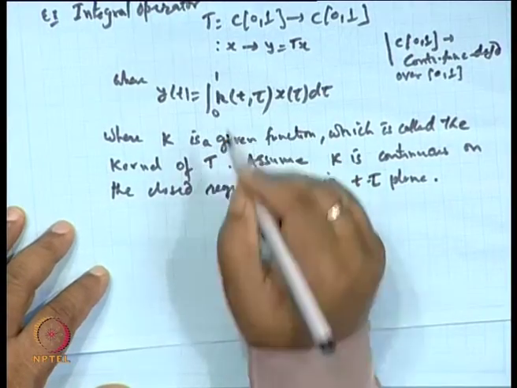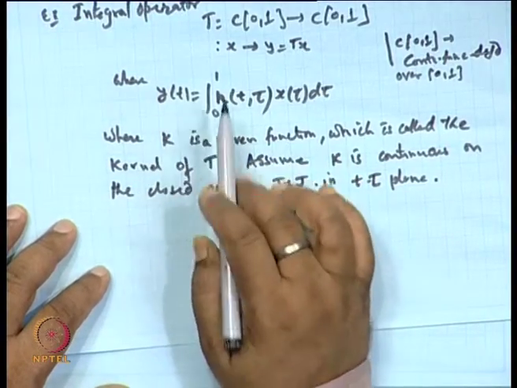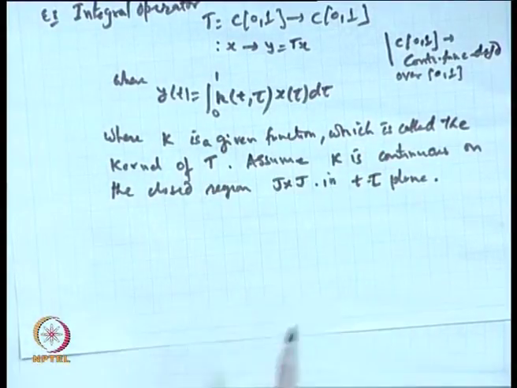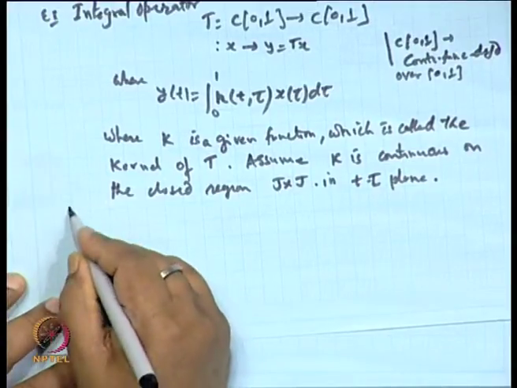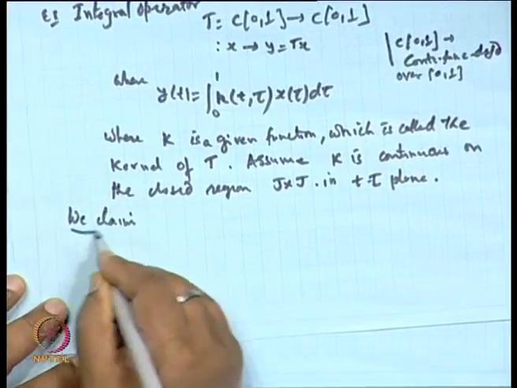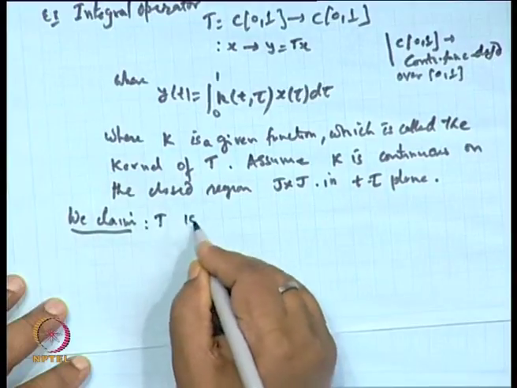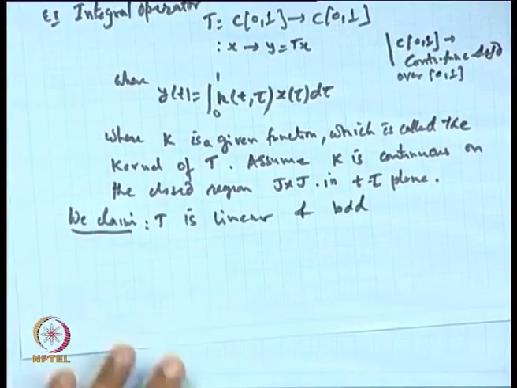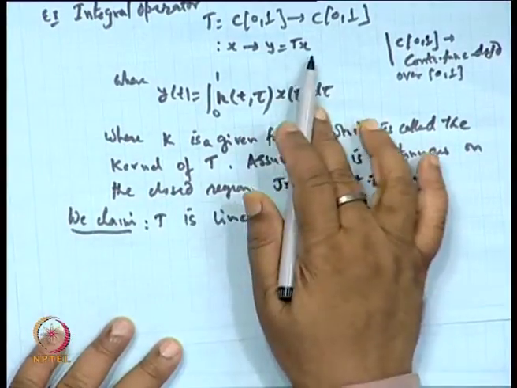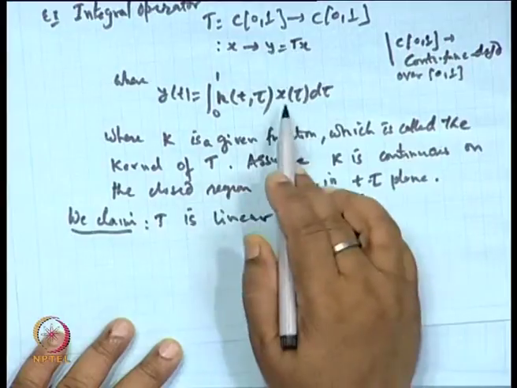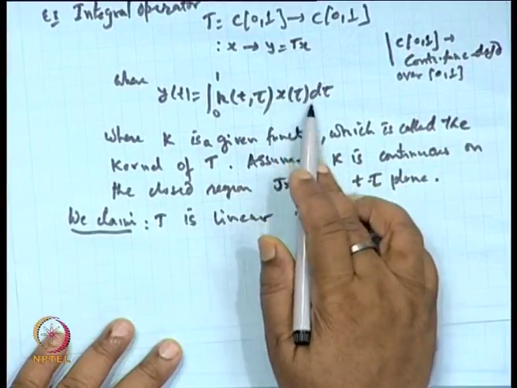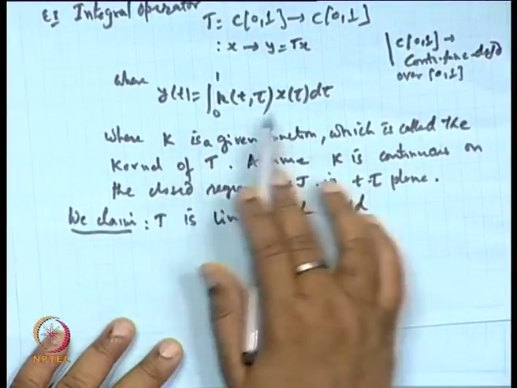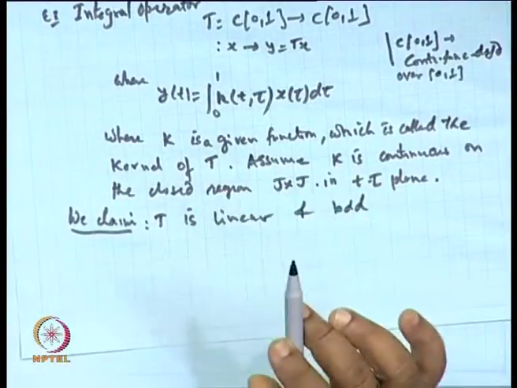So, when we define the operator T, which maps x to y, where y is defined in this way, it is known as the integral operator. Now, we claim that this operator T is linear and bounded. Linearity follows immediately by replacing x with alpha x plus beta y. Then it changes to alpha x(tau) plus beta y(tau), and it can be broken up as a sum of two integrals. So, linearity of the operator T is guaranteed.